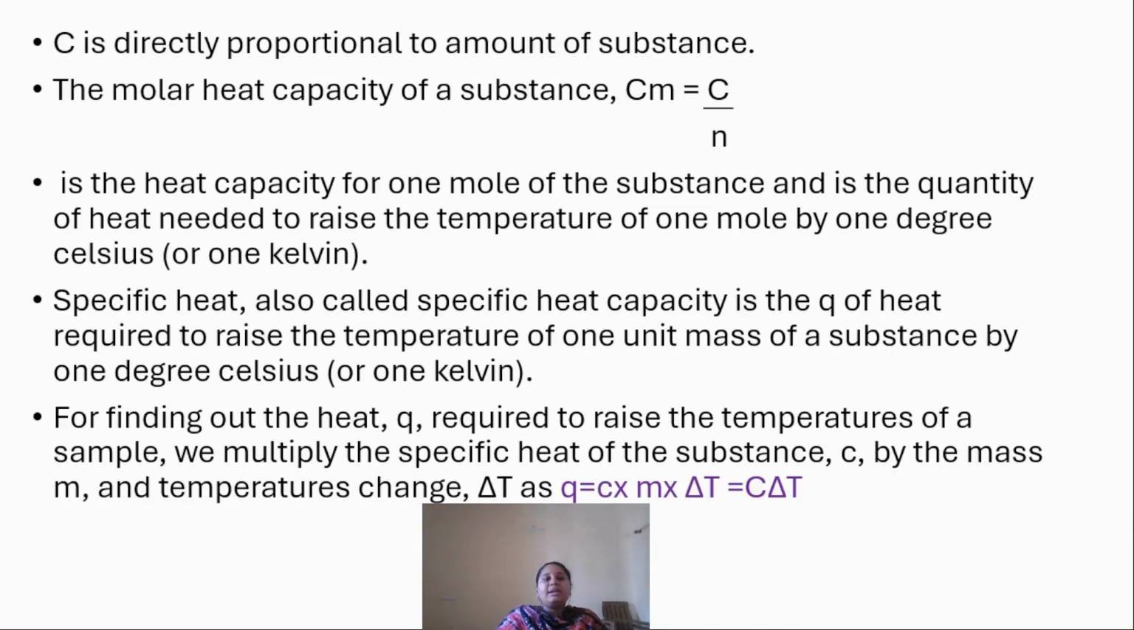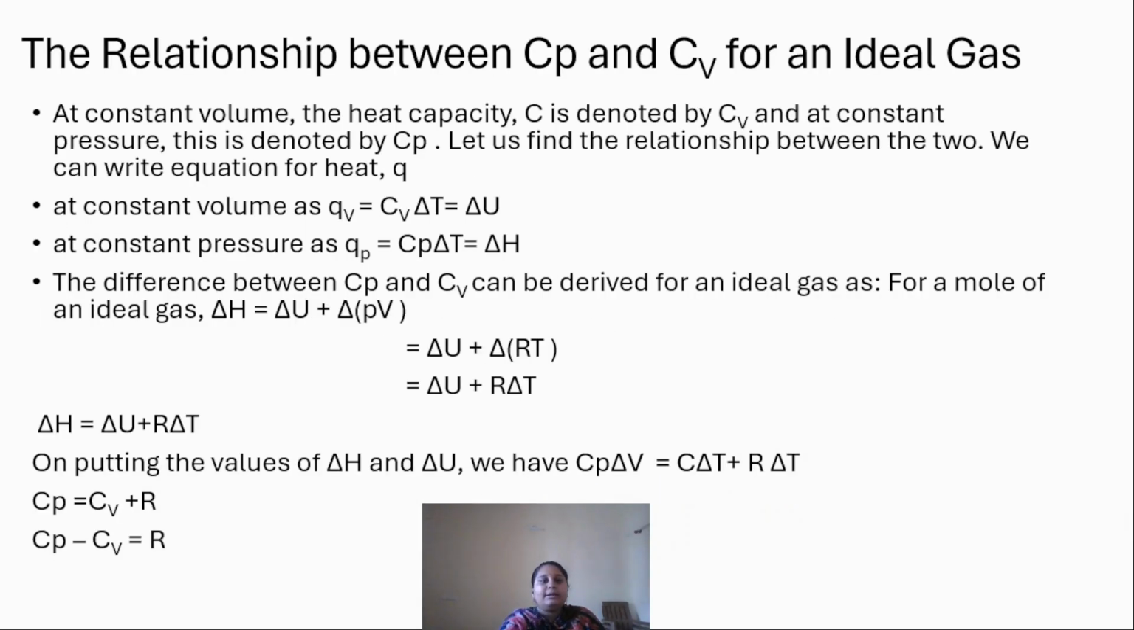The specific heat is the heat required to raise the temperature of 1 unit mass of a substance by 1 degree Celsius. So, for finding out the heat Q which is required to raise the temperature of the sample, we multiply the specific heat of the substance C by mass m and temperature change delta T, so Q is equal to C multiplied by m multiplied by delta T.